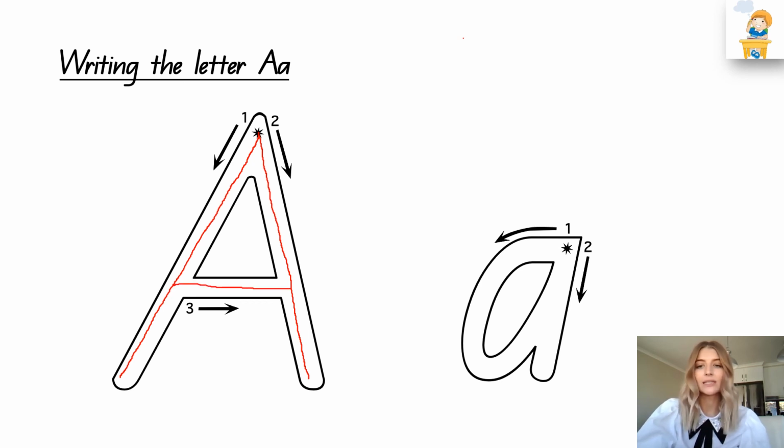Let's look at our lowercase a. I start at the top. I'm going to go around, making a bubble, and bring my bubble back to my star where I started, and straight line down. And there's my lowercase a.